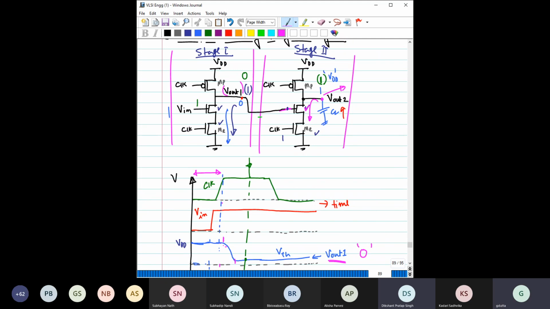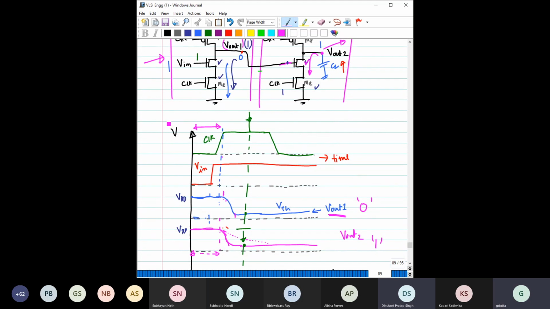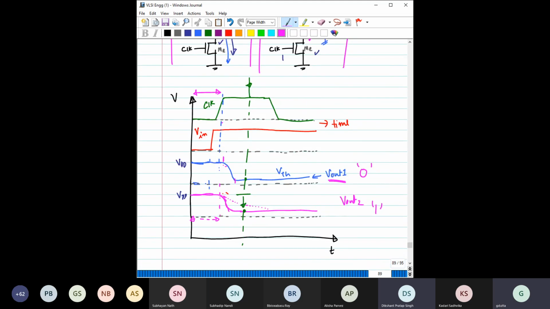Right, but how are we making sure that this will be the first stage? Maybe this stage has been driven by another block before it, which is also dynamic in nature. Yes, right. So have you identified what the problem is?